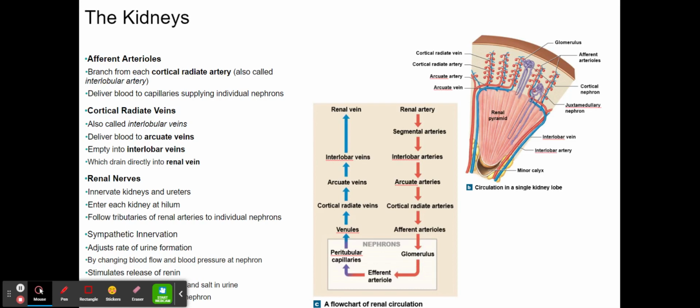Renal nerves innervate the kidneys and the ureters. Most of the nerve fibers involved are sympathetic postganglionic fibers from the celiac plexus and the inferior splanchnic nerves. A renal nerve enters each kidney at the hilum and follows the branches of the renal artery to reach individual nephrons. The sympathetic innervation, 1, adjusts rates of urine formation by changing blood flow and blood pressure at the nephron, and 2, stimulates the release of renin, which ultimately restricts water and salt loss in the urine by stimulating reabsorption by the nephron. When a substance is reabsorbed, it is reclaimed and then eventually re-enters the blood.